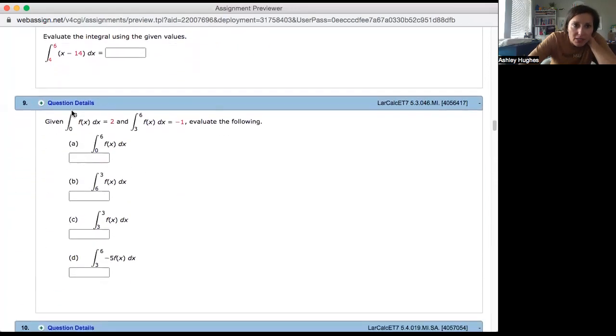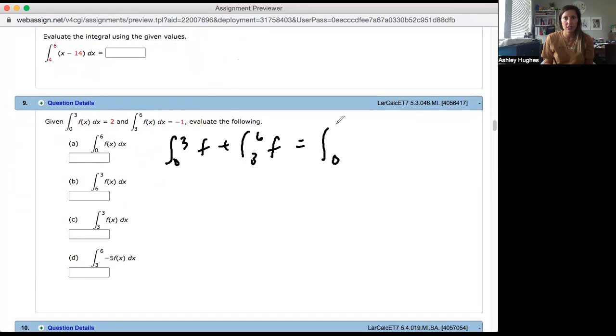Okay, evaluate the following, 0 to 3 and 3 to 6. If we add them together, our answer from 0 to 6 would be -1. So this gives us the integral. If these match, you get this to this. So we're just adding 2 plus the -1, and that gives us 1.